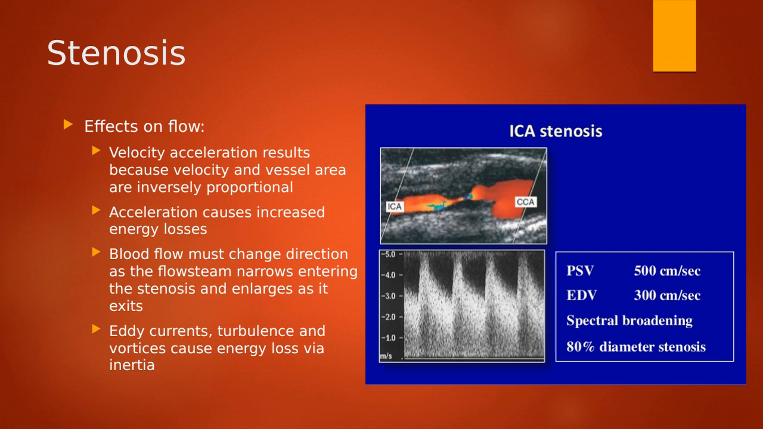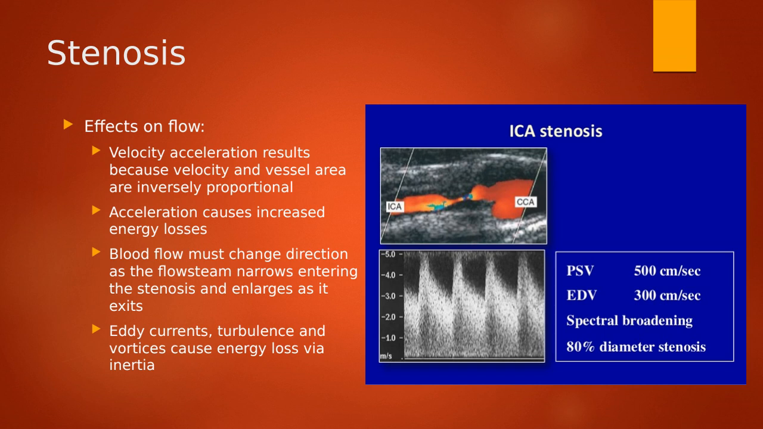We know that we're going to see really accelerated velocities in an area that's stenosed. We're going to see energy losses, especially distally to that stenosis. Our blood flow might even change direction depending on how severe it is. We're going to see turbulence. We're going to see eddy currents where we get this whirling of the color in that area. And it's going to be just overall pretty obvious with pulse wave Doppler.